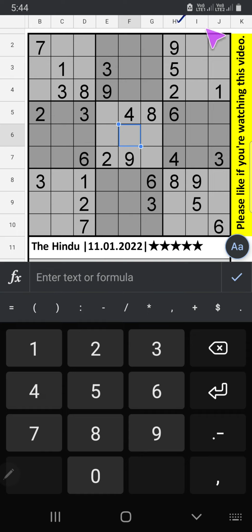Column H, column J, we have pair numbers 5 and 9. So 5 and 9 can't come in these cells. It will come in any one of the cells. We'll confirm later.